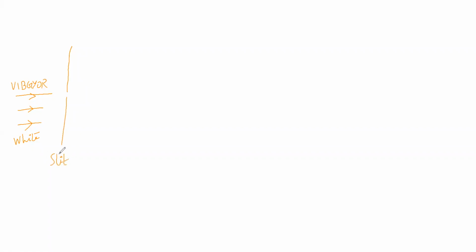Now we are taking a slit here. Through the slit, this VIBGYOR is coming out as a fine ray. Why do we have to keep a slit? In order to get a fine ray. So we are getting a fine ray which comes through the slit.